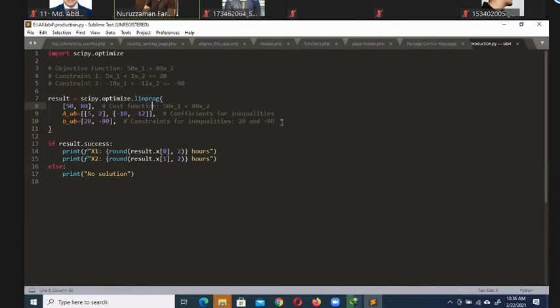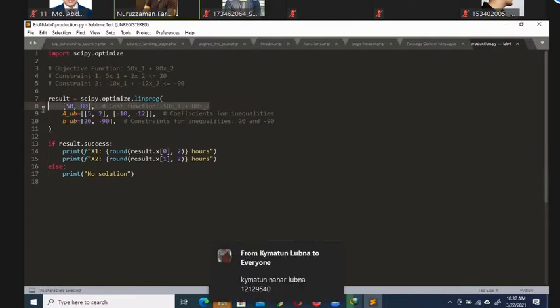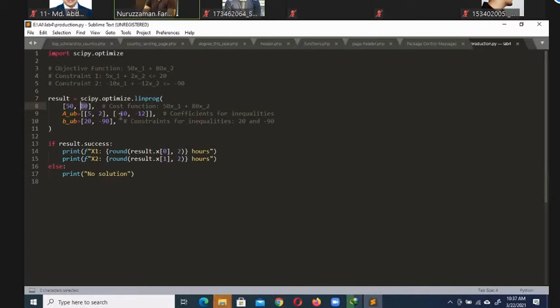So how do we do that? How to use it? First things first, the coefficients of the objective function. What are the coefficients? 50 and 80. We don't need to write the entire equation. We will just write the coefficients, that means the values, 50 and 80. The x1, x2, or whatever it is, will be automatically assigned by the library. So our life is easy when we use this library.